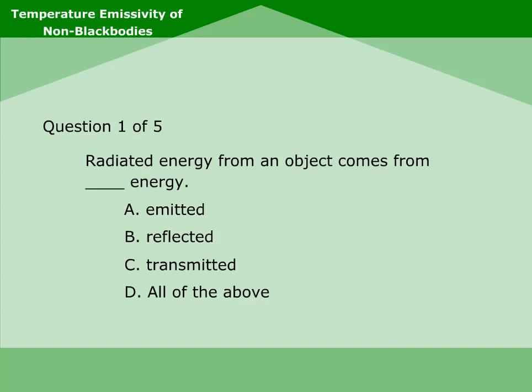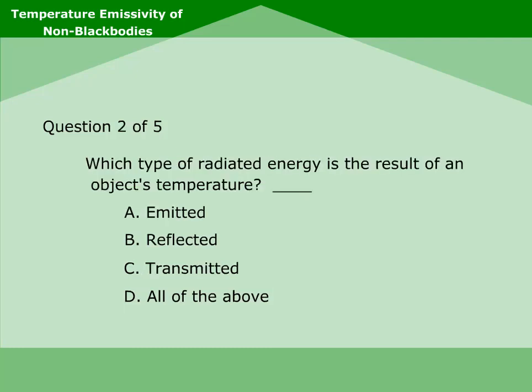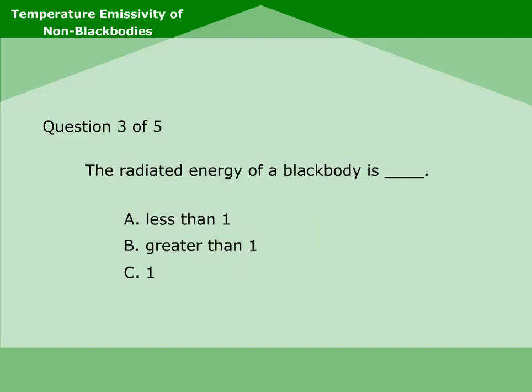Radiated energy from an object comes from emitted, reflected, and transmitted energy. Which type of radiated energy is the result of an object's temperature? The answer is A, emitted energy. The radiated energy of a blackbody is 1.